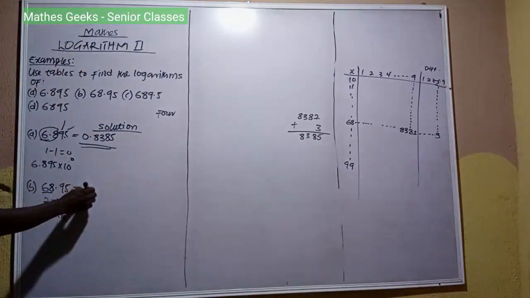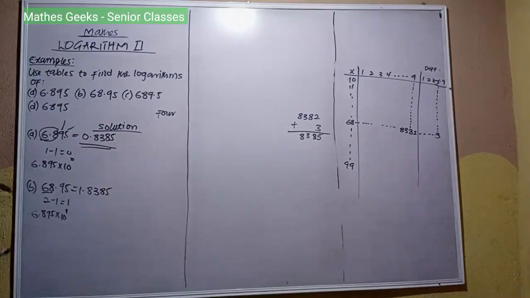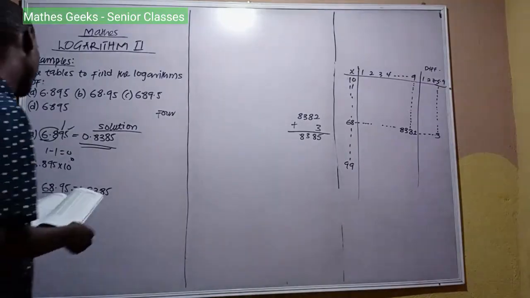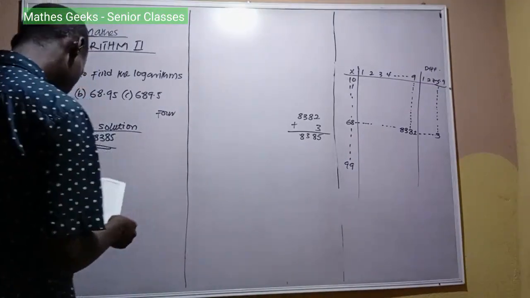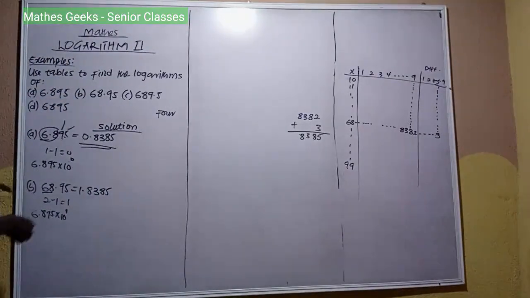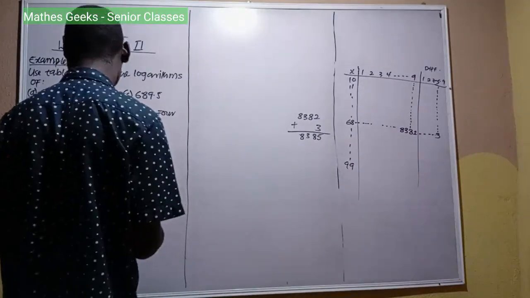So that gives us 8385. Okay. So like I said, if you don't know how to get the standard form of a number, I've already done videos on that, so you can check those videos out on this channel. Just go to the search box and type in standard form, and the playlist will pop up. Take your time to watch them and get acquainted with how to express numbers in standard form. You can also get to know how to carry out calculations of standard form as well.